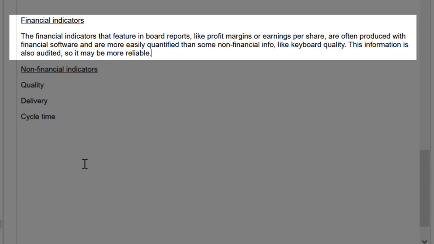The financial indicators that feature in board reports, like profit margins or earnings per share, are often produced with financial software and are more easily quantified than some non-financial info like keyboard quality. This information is also audited, so it may be more reliable. Hopefully, I've earned a mark or two in this first paragraph. Let's now get on to our discussion of non-financial indicators.